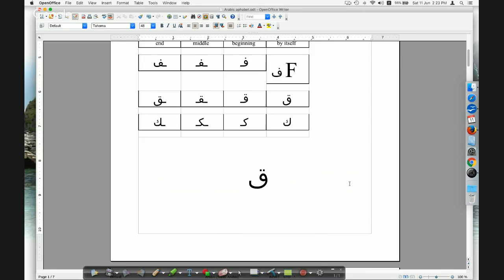So Qa by itself, and then I will type the Qa again, and that will show me how it is at the end. Now if I type it one more time, it's going to show me how it is in the middle. For sure there are no words like this, right? You will not find a word that has 3 letters that are the same. That would be funny. I'm just showing you how the letter merges in the stages of the beginning, middle, and end.